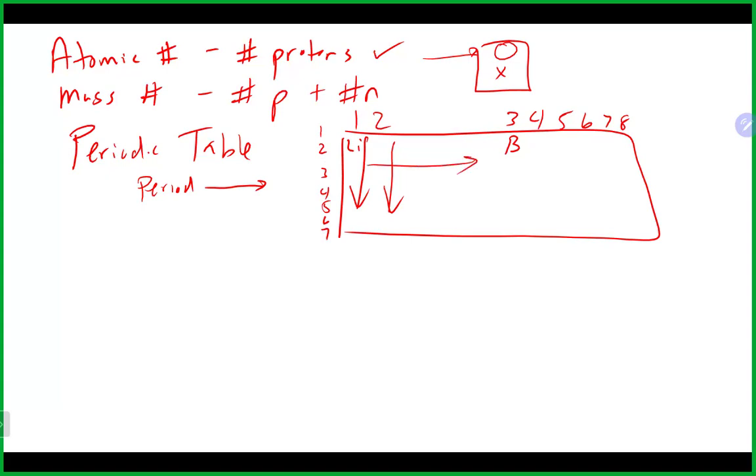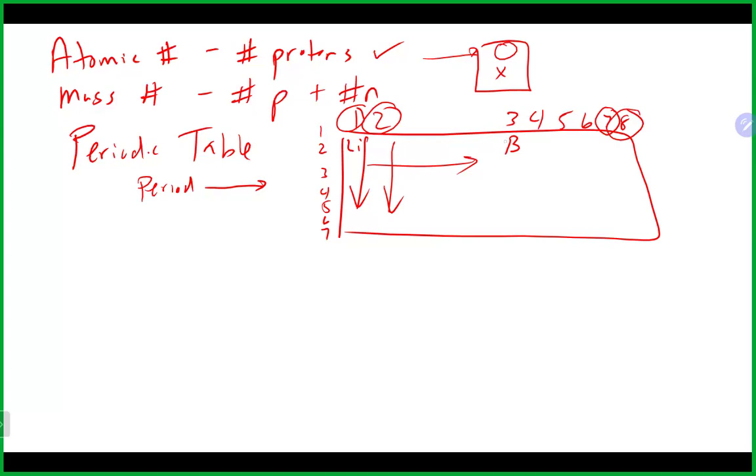There are also special names for these groups. Group 1 is the alkali metals. Group 2 is the alkaline earth metals. Group 7 is the, not the halogens, it is the halogens. Group 7 is the halogens. Group 8 is the noble gases.